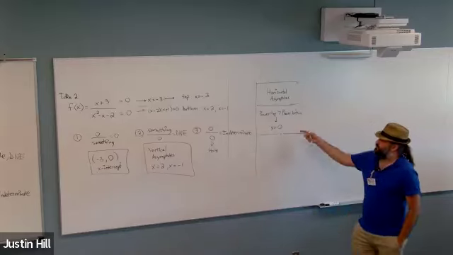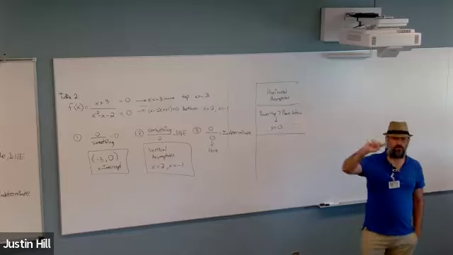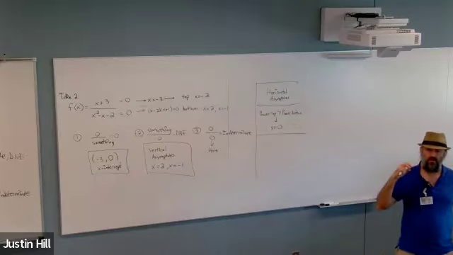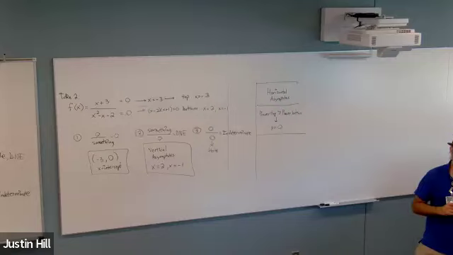So for horizontal asymptotes, what you have to do is look at the largest powers, top and bottom, and the way they compare to each other will actually tell you what your horizontal asymptote is.